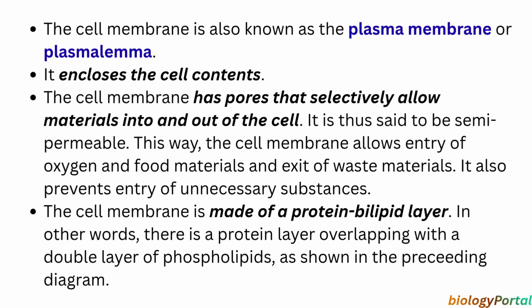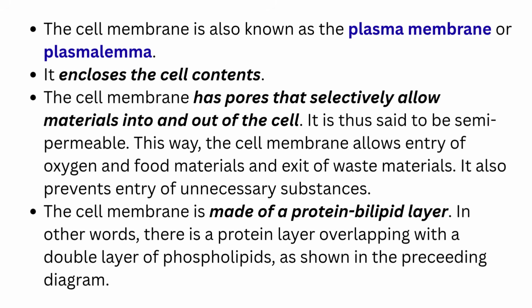The cell membrane is also known as the plasma membrane or plasmalemma. It encloses the cell contents. The cell membrane has pores that selectively allow materials into and out of the cell. It is thus said to be semi-permeable. This way, the cell membrane allows entry of oxygen and food materials and exit of waste materials. It also prevents entry of unnecessary substances.